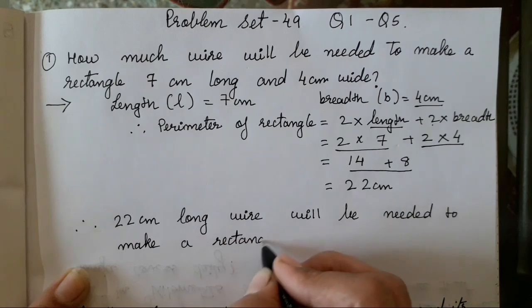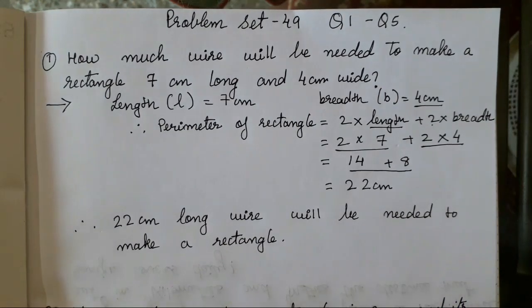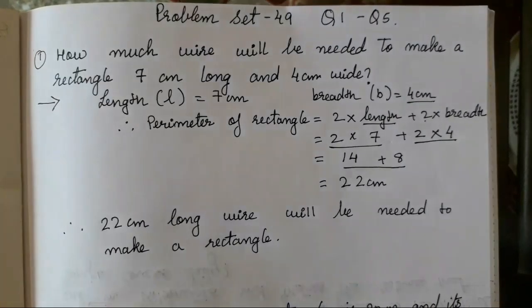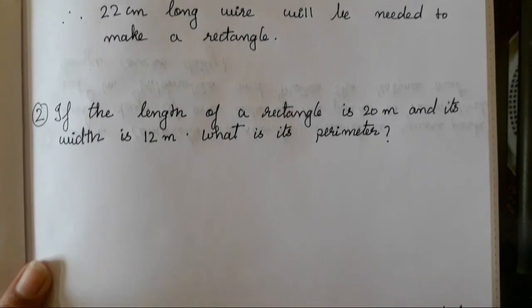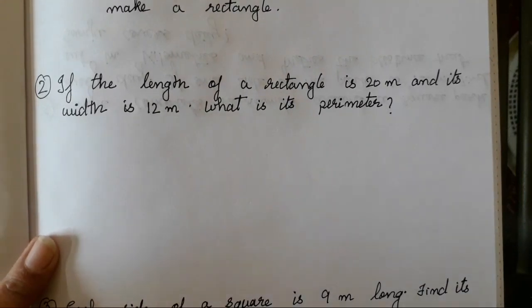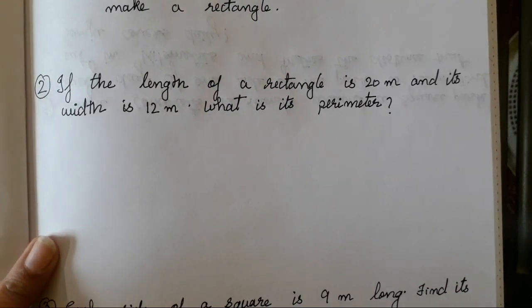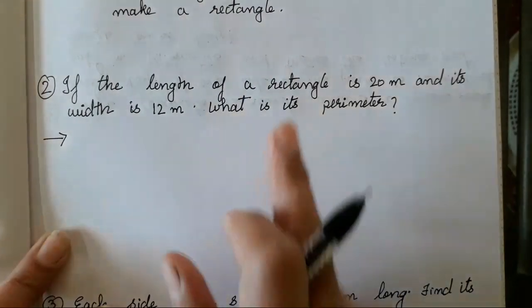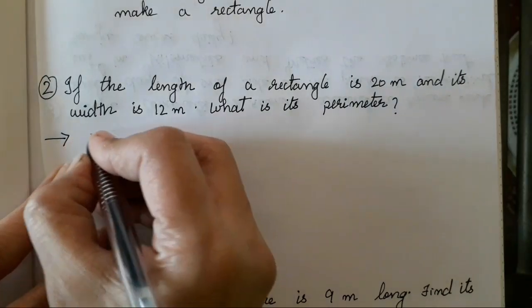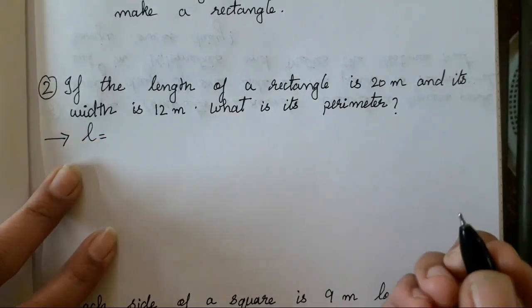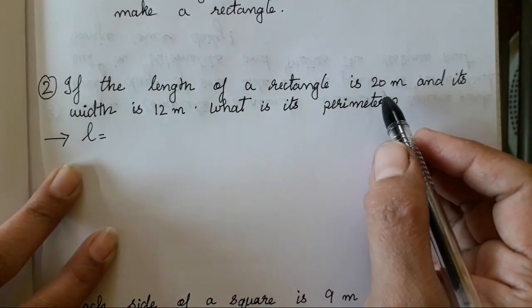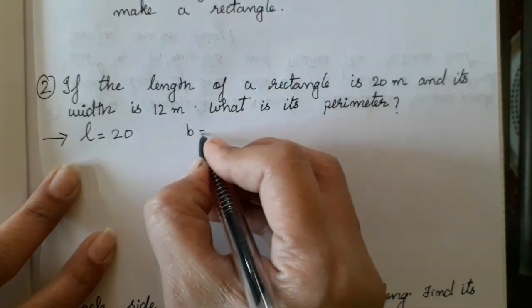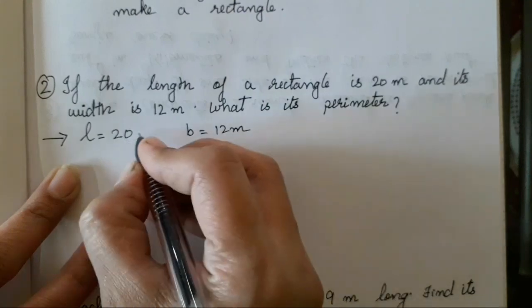Now writing the statement is important, children. As I have explained to you all, for the problem sum, the conclusion is very important. Okay, now the next sum is: if the length of a rectangle is 20 meter and its width is 12 meter, what is its perimeter? So again they have said rectangle, that means we have to take the rectangle formula. Now length is 20, and breadth is 12 meter.